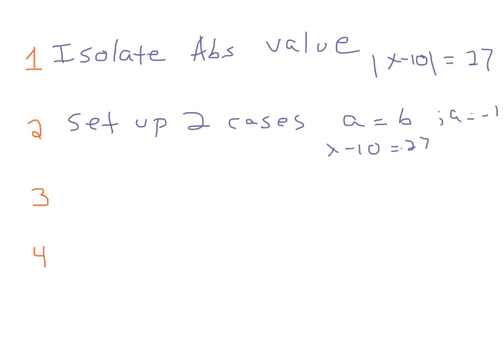And then the second case is the A equals negative B case, where you would then solve x minus 10 equals negative 27, where we would change the sign there. Sorry, I went off the end of the page. But we would solve the same equation, except we're going to change the sign of the right side. So we're going to set up both cases. And then step 3 says solve both cases. You need to solve both of them.